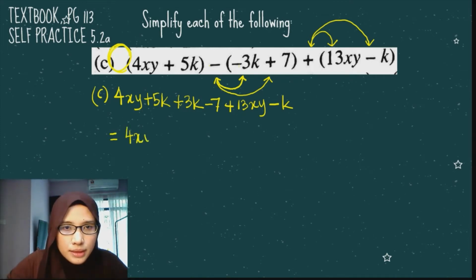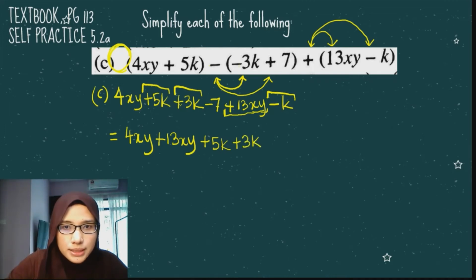So next is arrange our like terms. 4xy, like term is 13xy, and in front of it you have a plus sign. So you need to copy the plus sign together. Our next like term is k, plus 5k, plus 3k, and minus 3k. So just copy down the terms with each operation, with each sign, plus or minus. And last one, our number, minus 7.